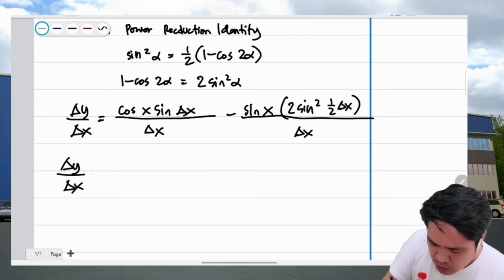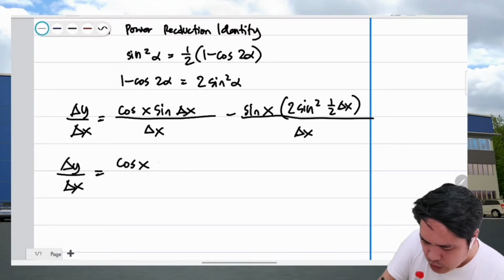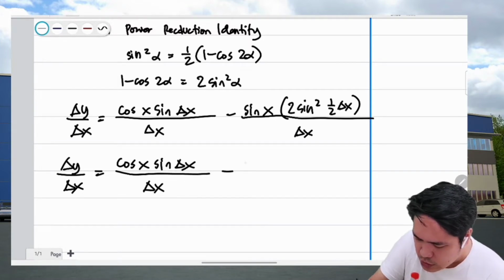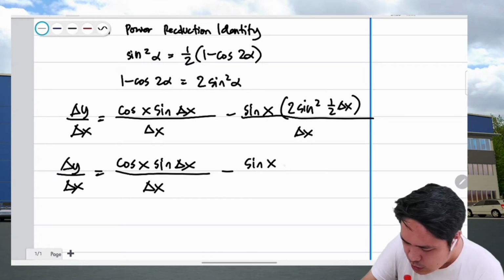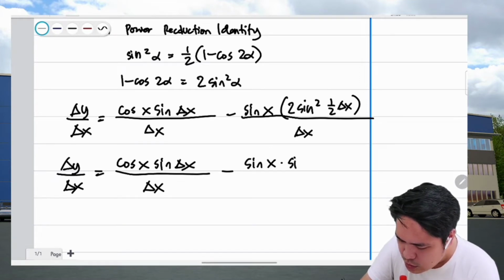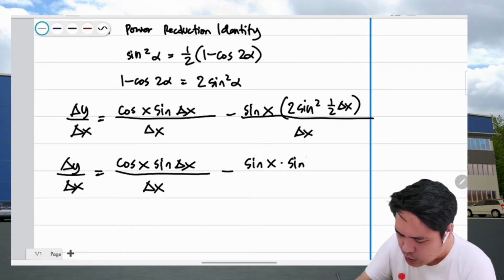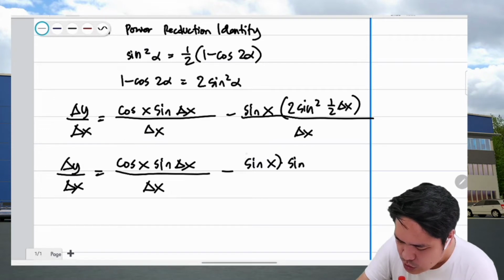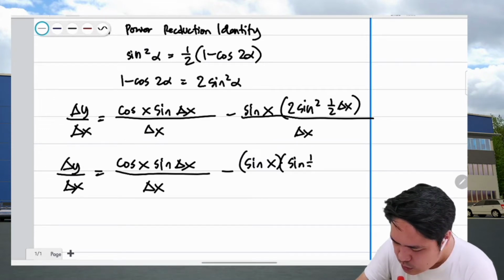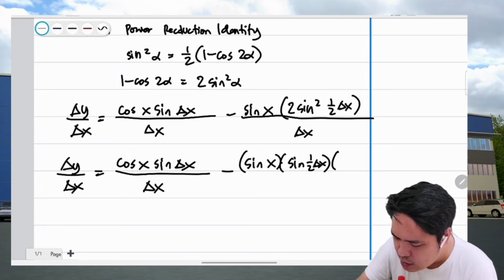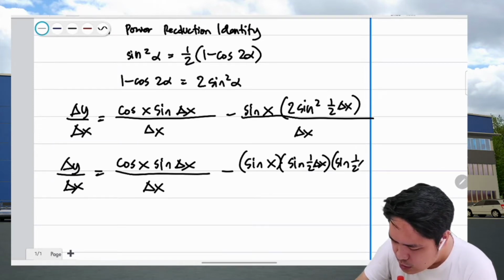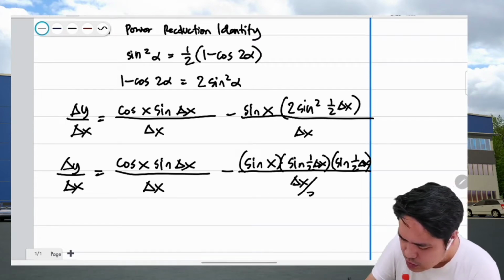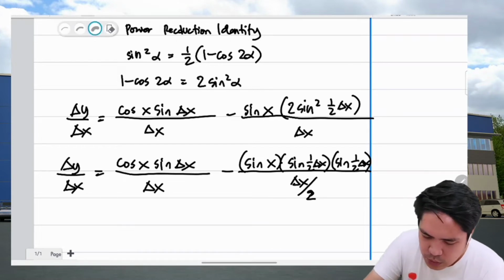So we'll have, let me copy this again, cosine x sine delta x over delta x minus sine x times sine one half delta x, separating the two sines, so we can write this as sine one half delta x times sine one half delta x divided by delta x over 2. So what happened was, let me erase this.